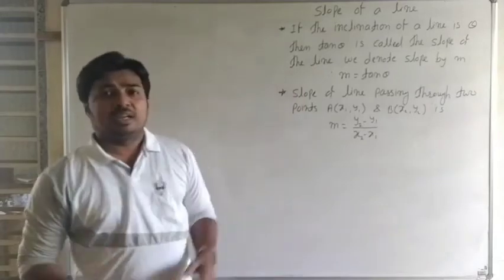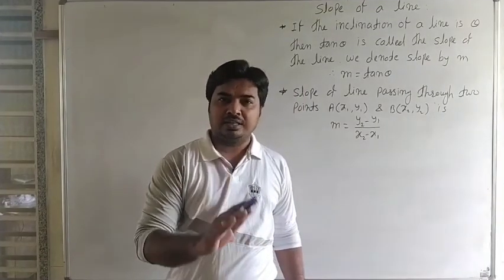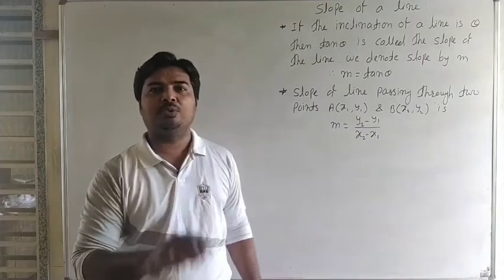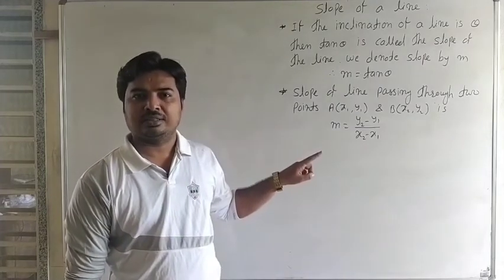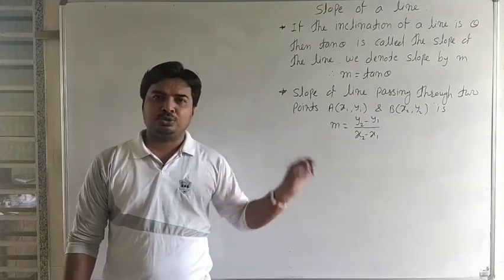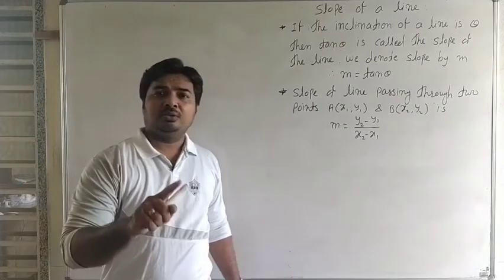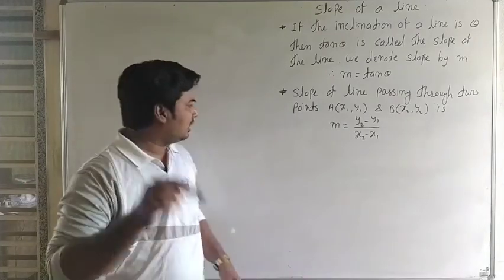The slope of the line is the tangent of the angle made by the line with the positive direction of the x-axis. The angle made by the line with the positive direction of the x-axis is called the inclination.